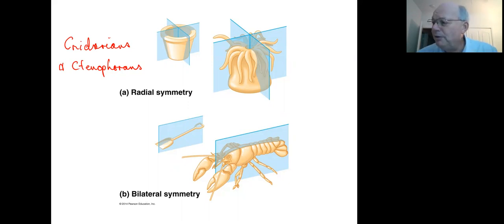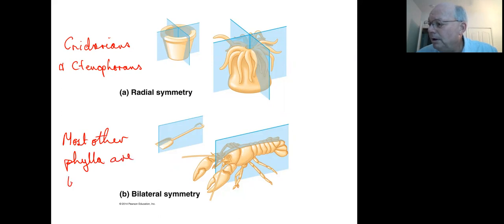So most other phyla, the cnidarians and the ctenophorans are the two big clades or two big phyla that are considered to be true radially symmetrical. Most others are bilaterals.